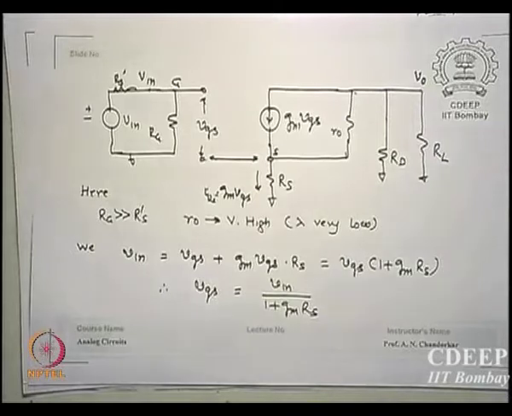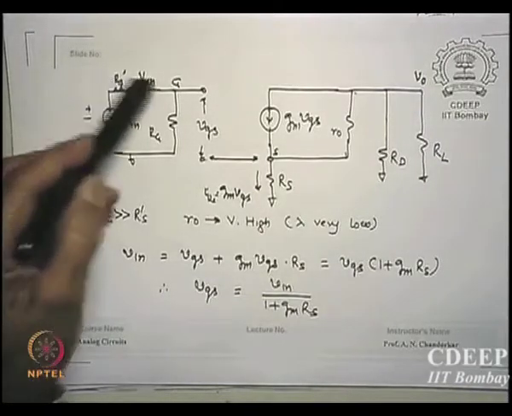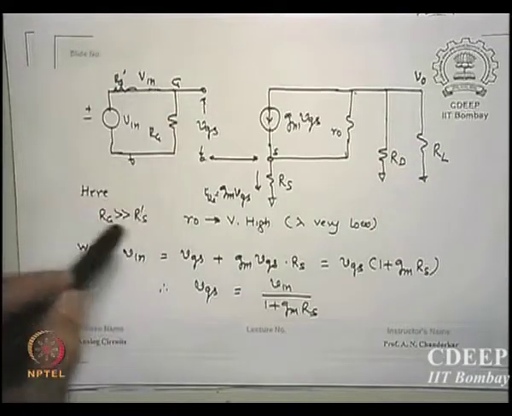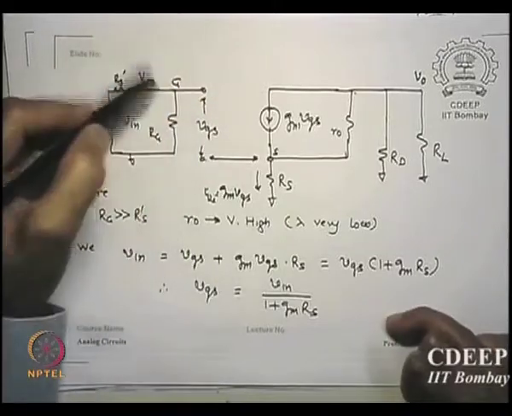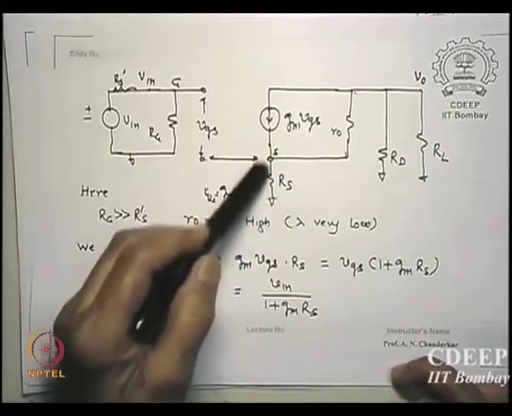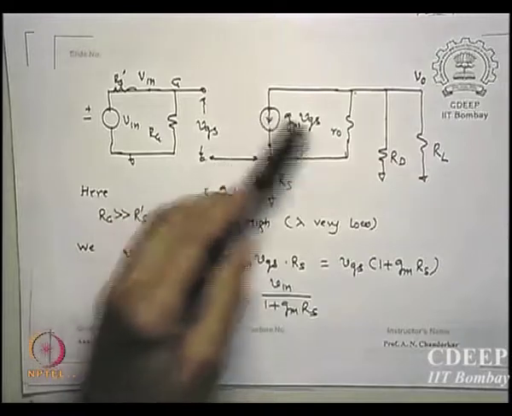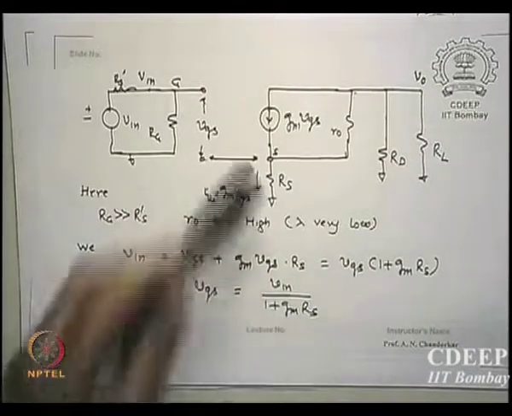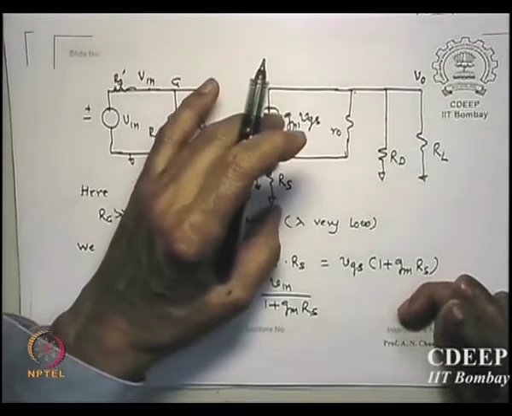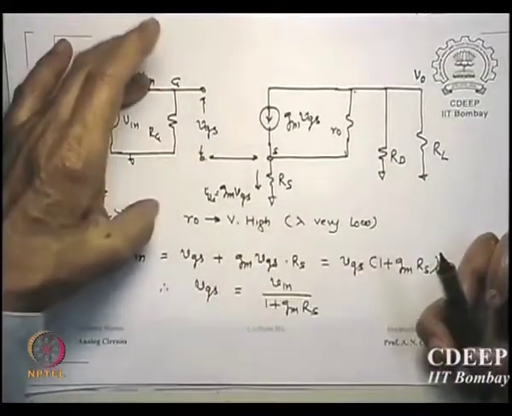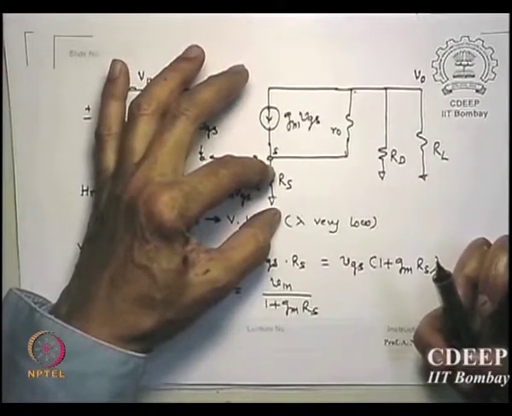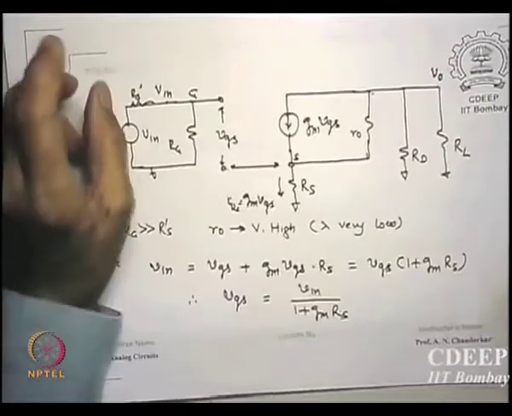So I now write Kirchhoff's law. I start from here, Vin, and calculate how the voltages fall. So Vin is equal to VGS plus the drop across RS. What is the current flowing in RS? gm times VGS is the current flowing in RS, is that okay? So VGS plus this drop. What is the voltage from Vin to the ground? This voltage plus this voltage: VGS plus I times RS. This is my Vin, is that okay?